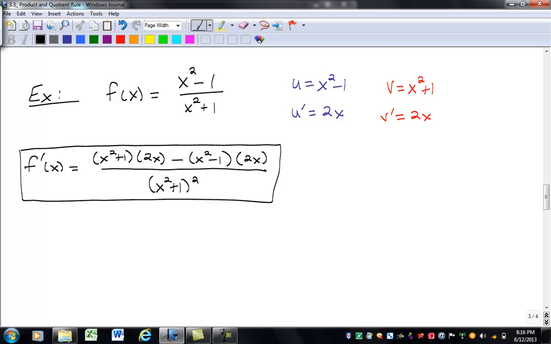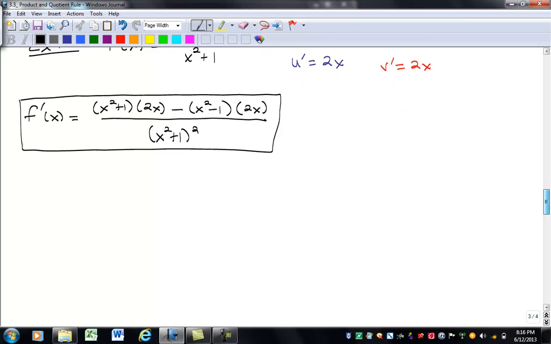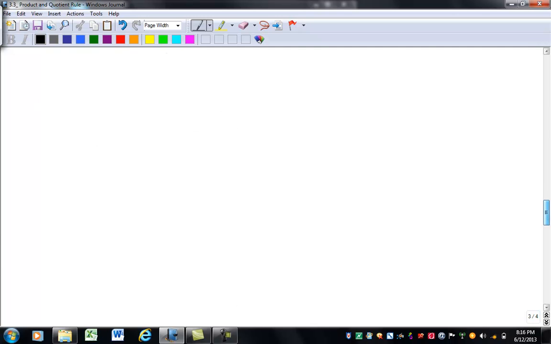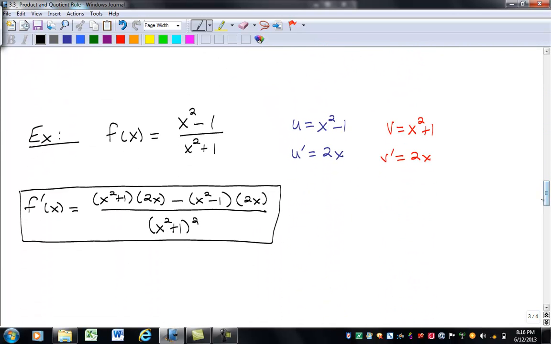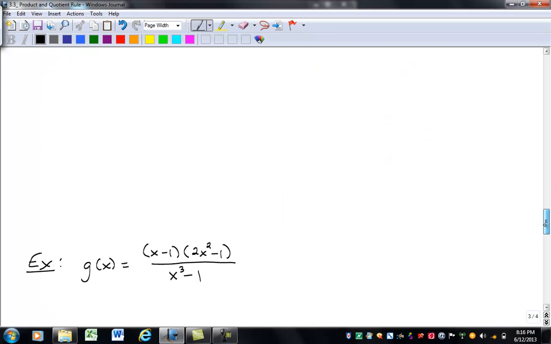And if you were to simplify stuff out, you'd get an answer that looks neater. But at the moment, you don't need to do that. You can leave your answer just like this. So a lot of the quotient rule and the product rule are identifying the functions and putting them together in the form. The last example I want to do is a combination of both.